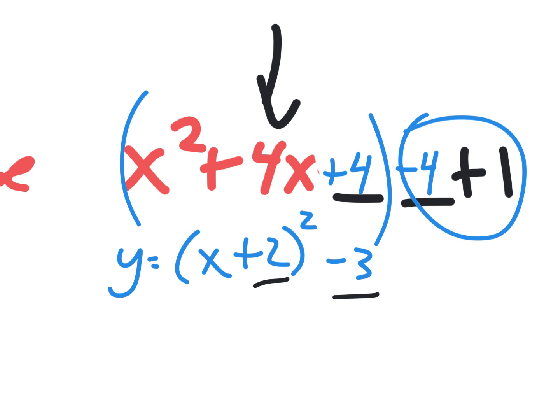Why did I change the one on the inside? Because I don't trust it. -2, -3. That's the vertex.